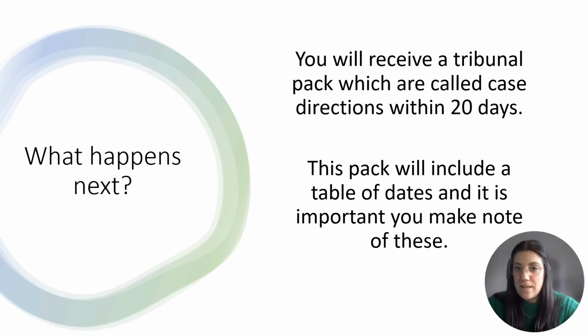Once you've sent off your SEND35 form via email, you will receive a tribunal pack. They're called case directions, and you will receive them within 20 days of sending off your paperwork. This pack includes a really important table of dates, so once you get your case directions, have a really thorough look through, but it's really important that you make note of the dates that are in that table. One of the main dates being your hearing date, but there are some really important dates alongside that that you need to make note of to make sure that you comply with the directions from the tribunal.